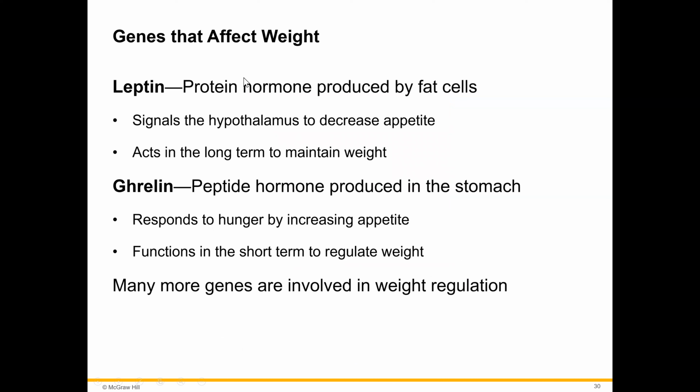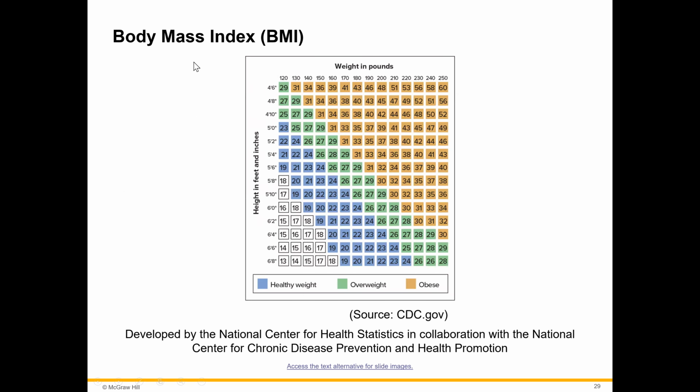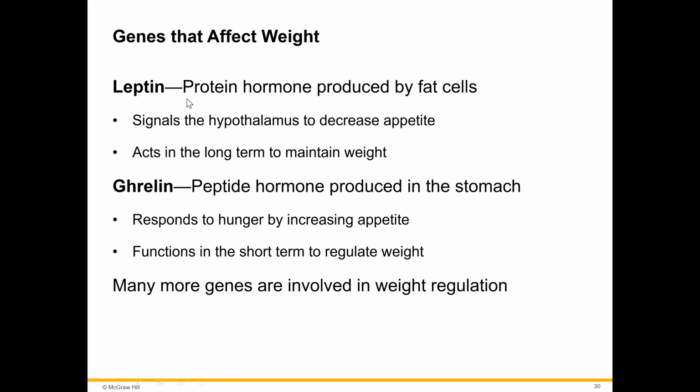Now, what affects our body weight, or rather our body mass index, BMI? Well, several genes, and genes determine what proteins you synthesize. So for example, leptin is a protein hormone produced by fat cells. You have fat cells, they make leptin, and this leptin signals your brain, the hypothalamus, to decrease your appetite, so you don't want to eat. It acts in the long term to maintain weight.